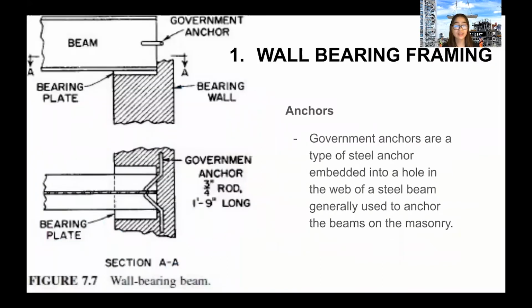Next, anchors. Government anchors are a type of anchor which is embedded into a hole in the web of a steel beam, generally used to anchor the beams on the masonry. So these anchors are used so that the beams will stick to the walls.